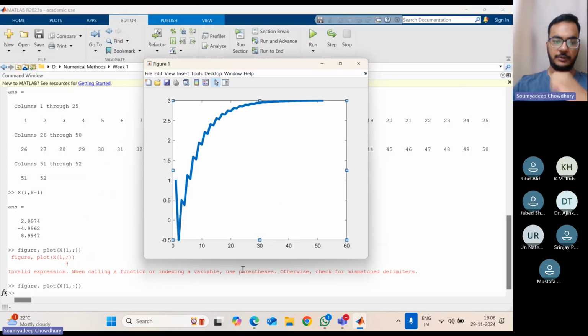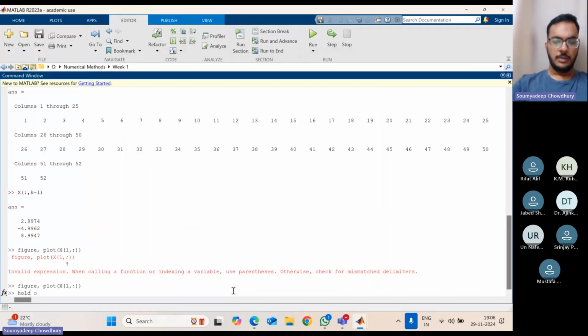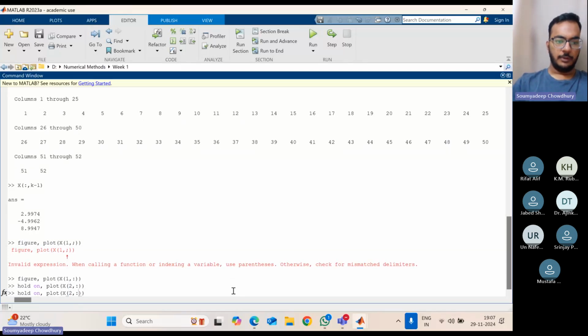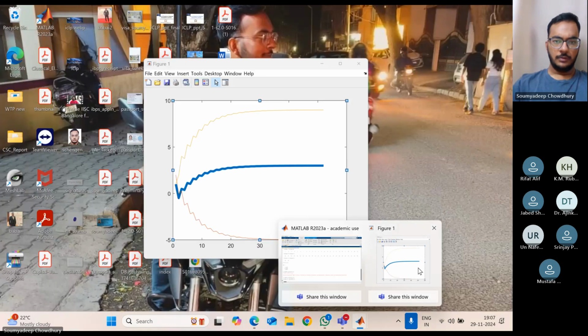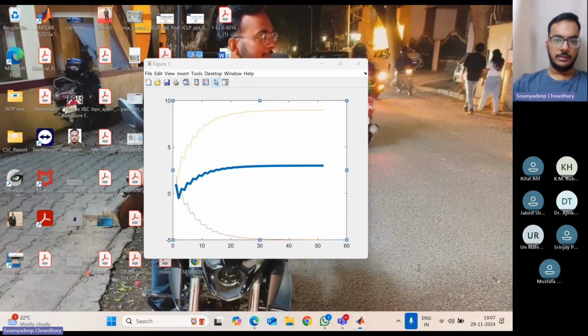So this is x1. Now I will plot x2 also. So if you give the hold on command, basically in the same plot, you can plot another figure. Plot x of 2 comma colon. Then we'll plot the third value also. So you can see here, I'll just magnify them.